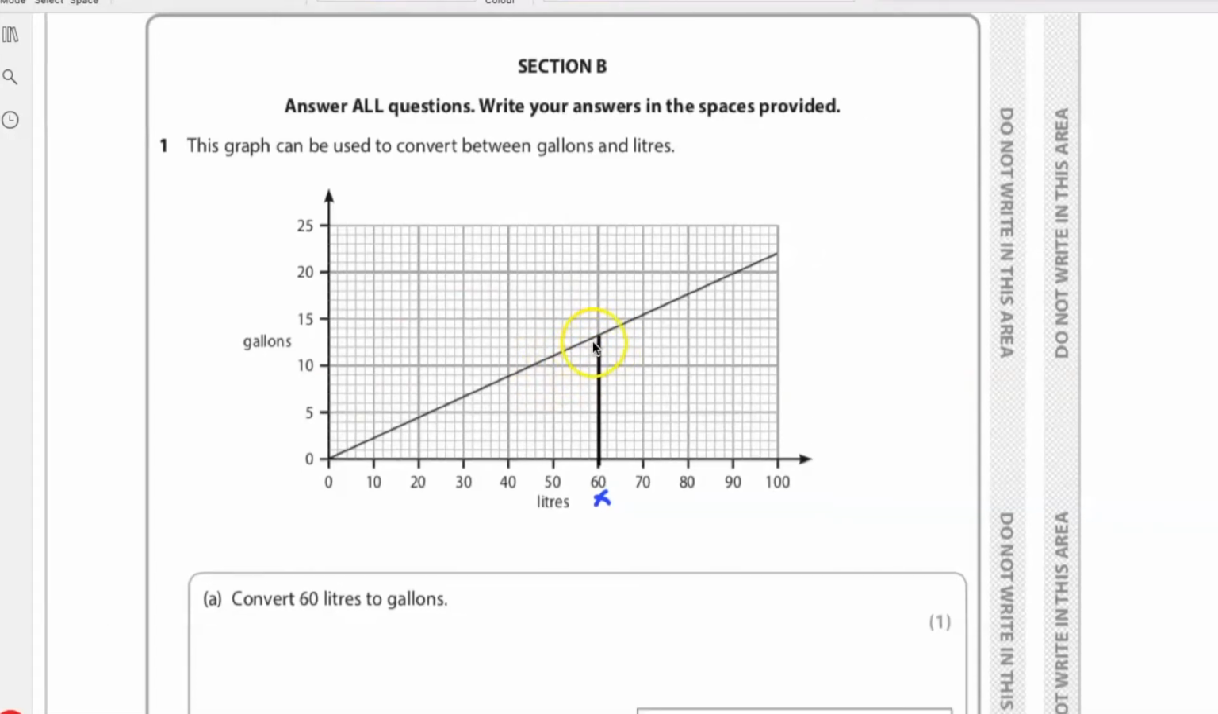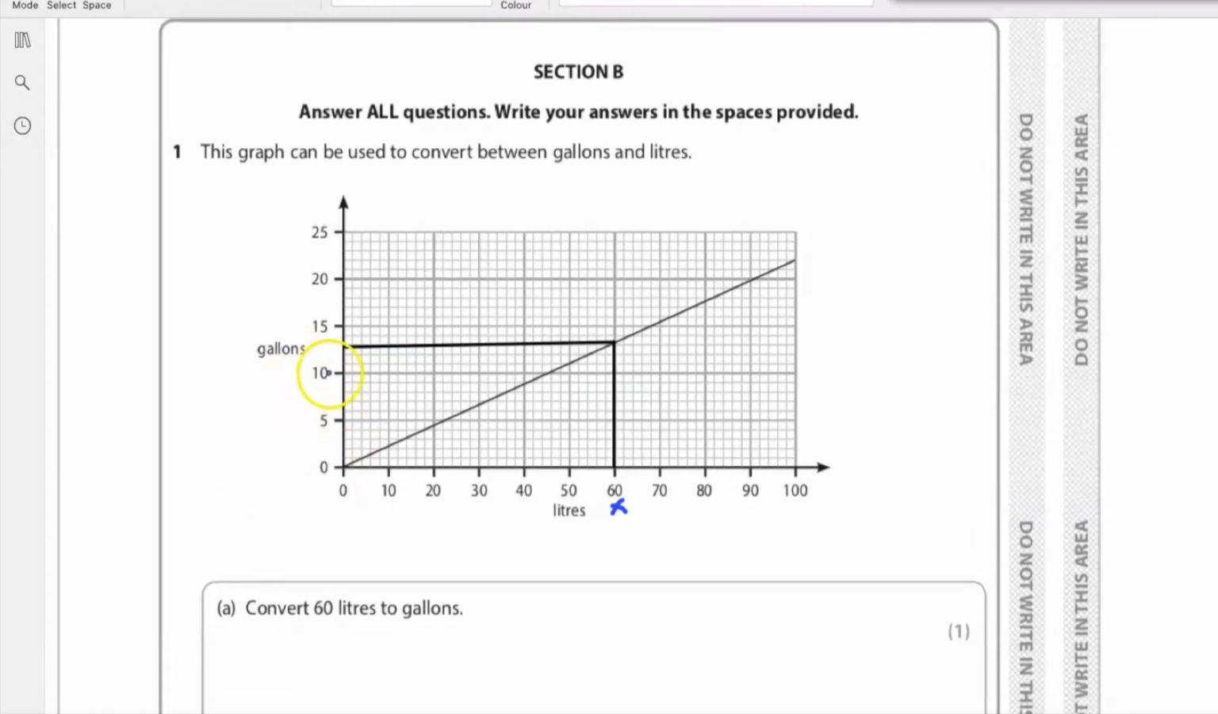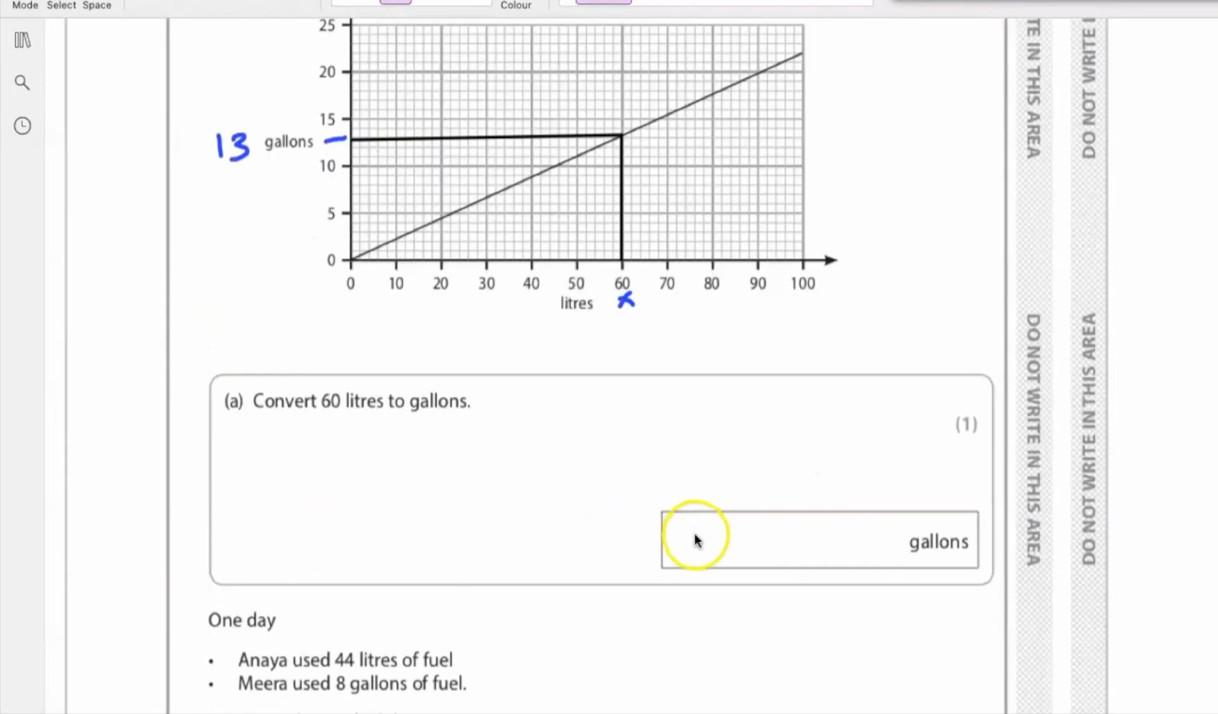It's very important to use a ruler here. That is 10, 11, 12, 13. Yes, 13. So the answer to this is 13 gallons.